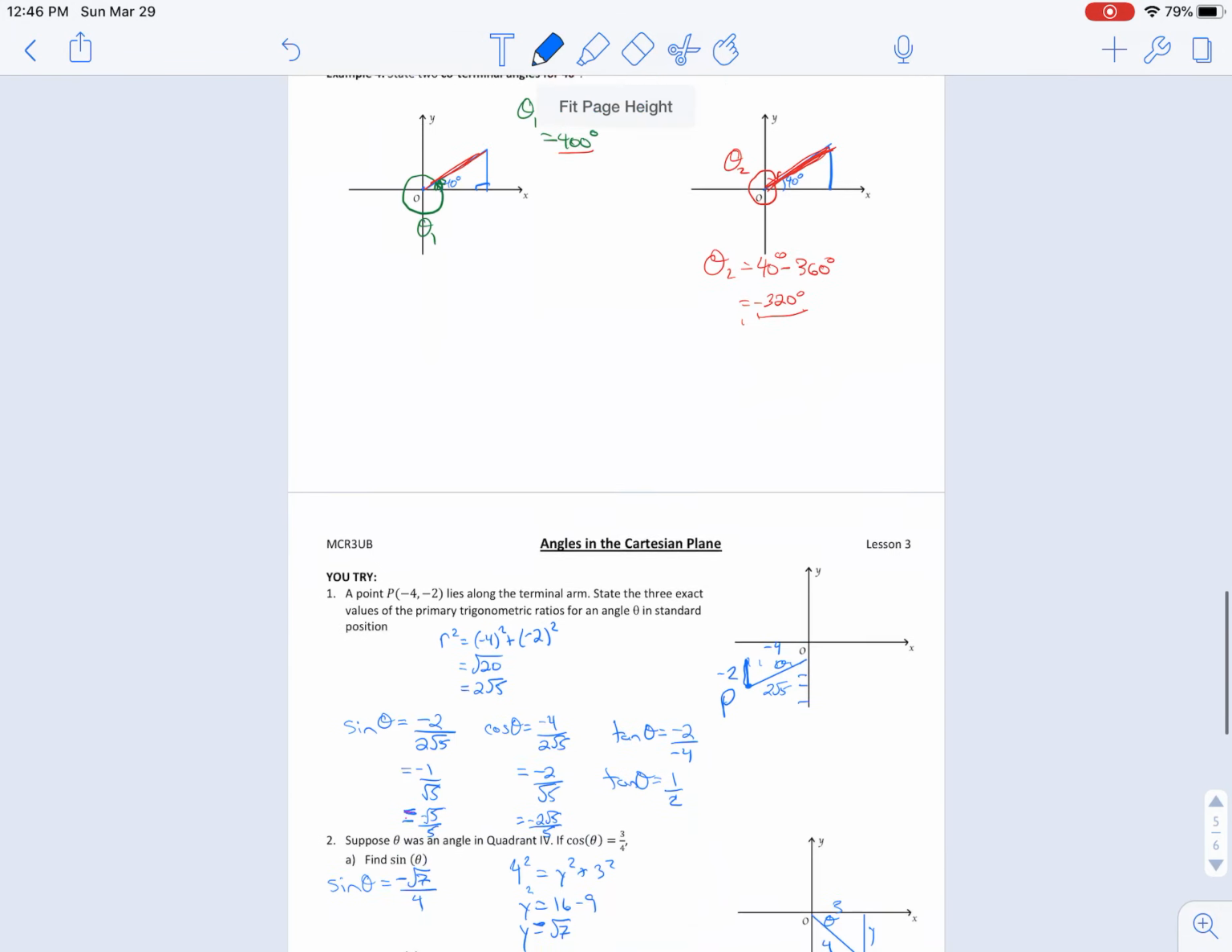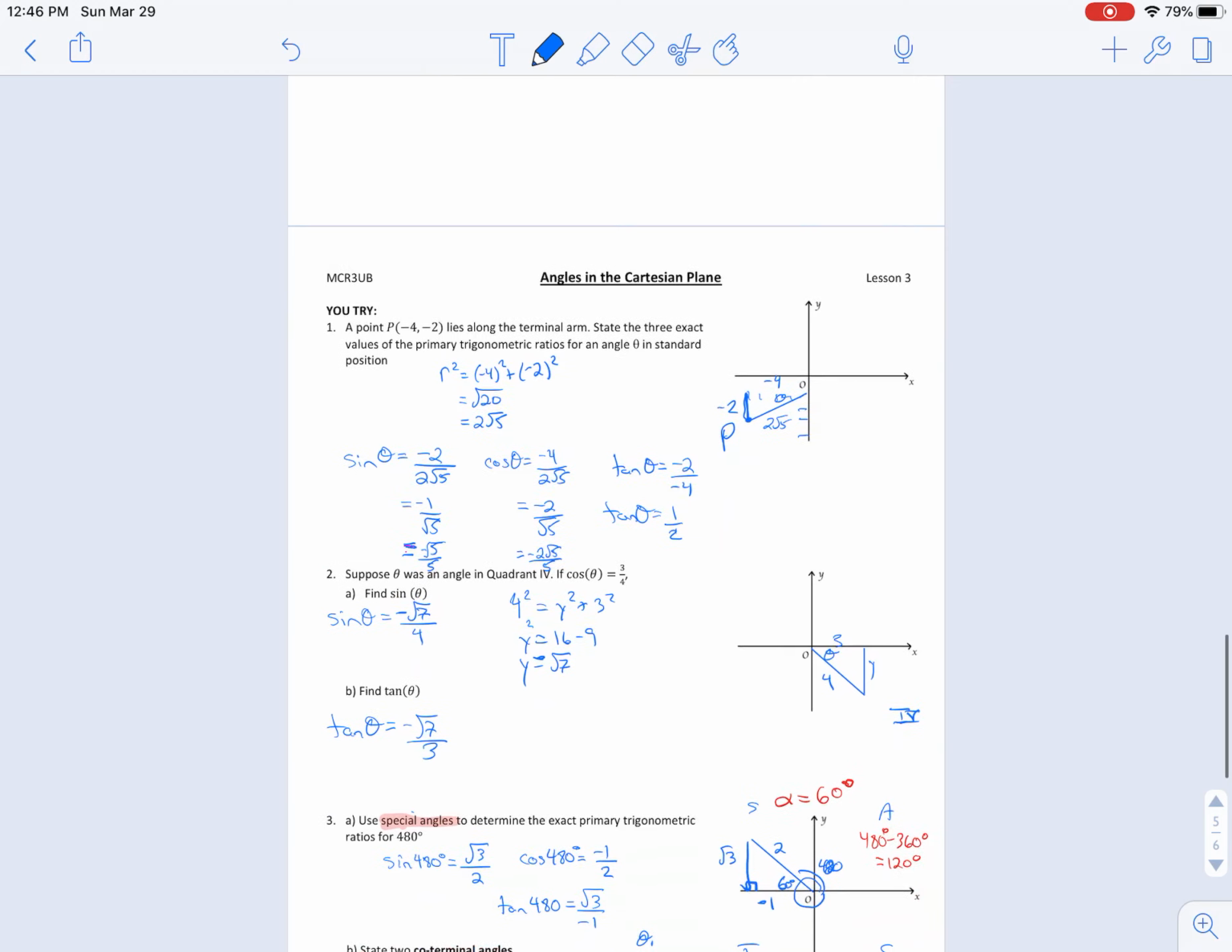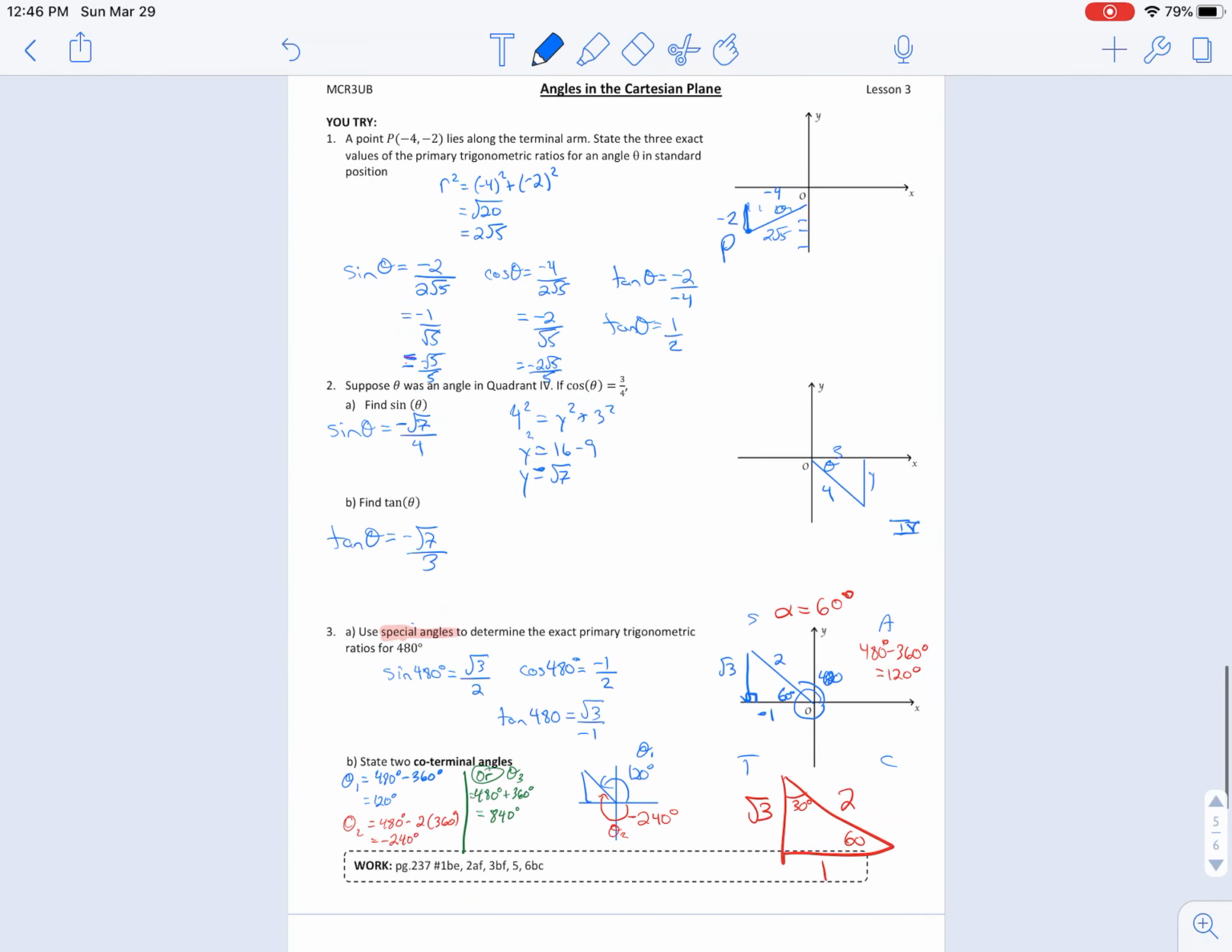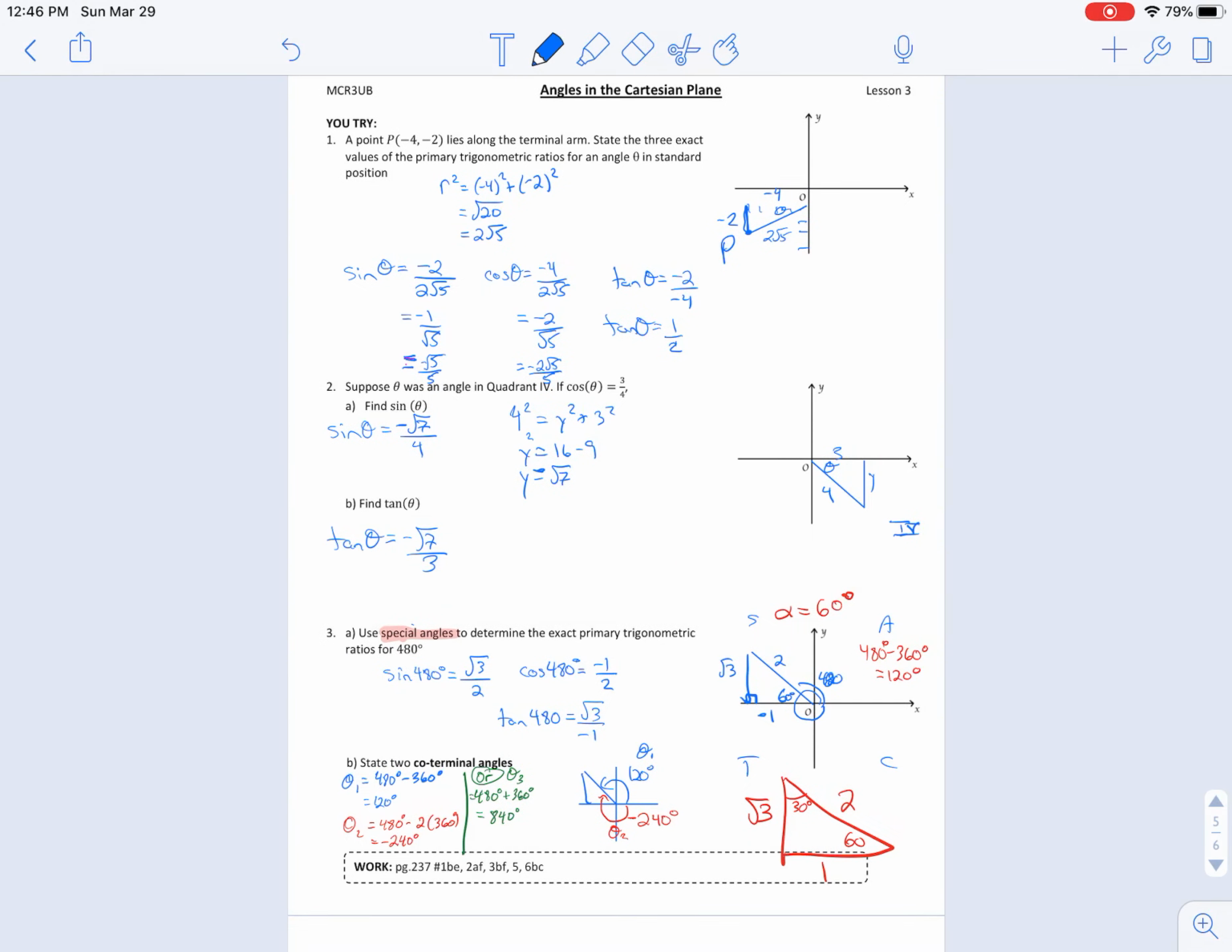Okay, what I would like you to do is try the you-try part and see how you do. It's not too complex, but I've included the solutions here, so pause if you want. Otherwise, you can ask me any questions during class.